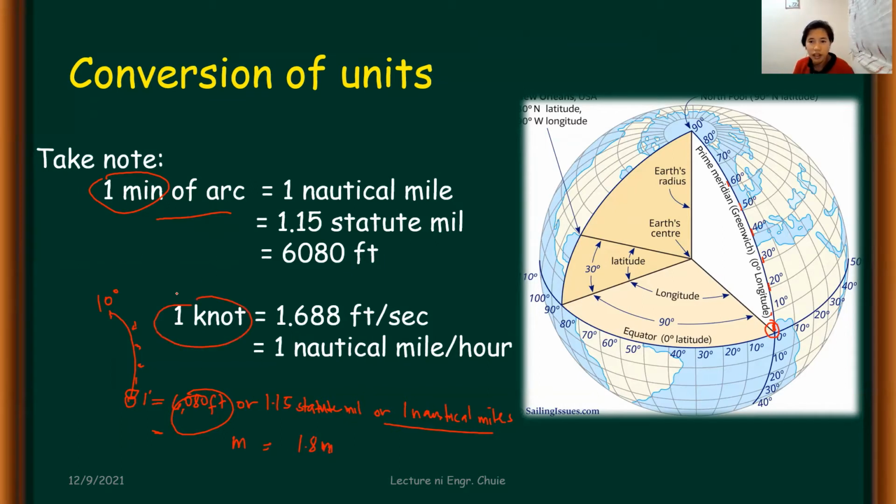So since the application of this subject is for the nautical navigation and surveying, 1 knot is 1.688 feet per second. So that is, for example, the speed of traveling vessels in the navigation. So that is equivalent to 1 nautical mile per hour. So just take note of the conversion of units and the equivalent of units as written on this presentation. Okay. So again, 1 minute of an arc is equivalent to 6,080 feet or equivalent to 1 nautical mile.